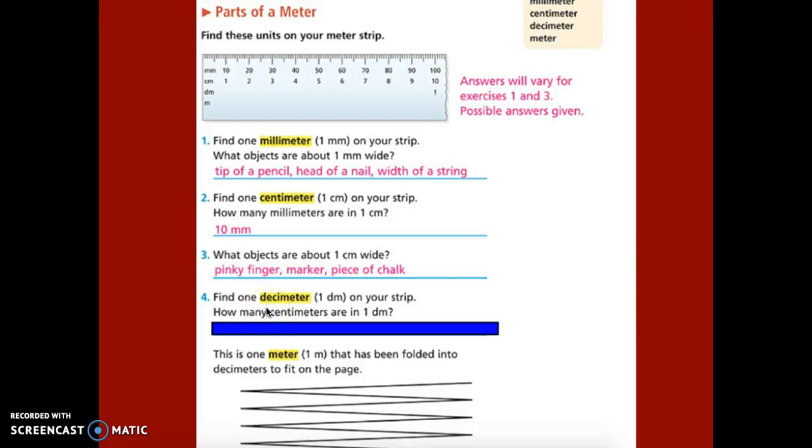Now, number 4. Find 1 decimeter on your strip. How many centimeters are in 1 decimeter? So find my decimeter, and you want to know how many centimeters are in there. So I'm going to look right up, and there are 10 centimeters that make up 1 decimeter.